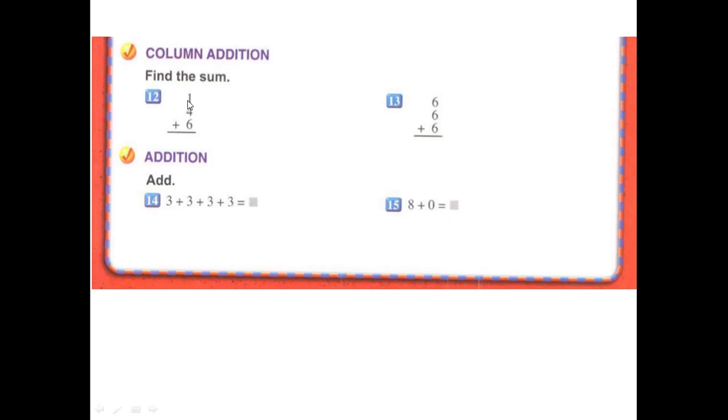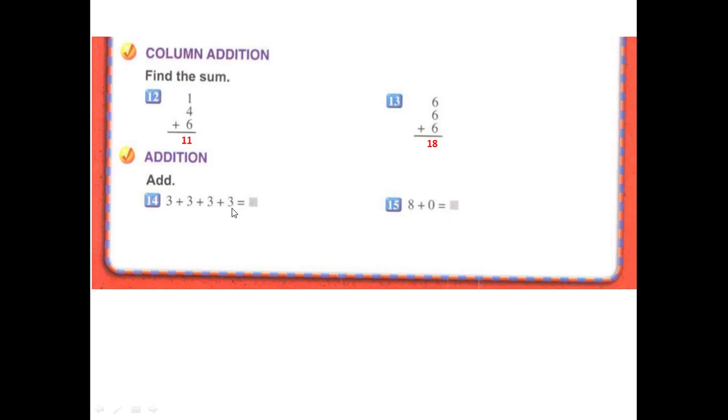Now find the sum. It is 3 numbers. 1 plus 4 plus 6. 1 plus 4 equals 5. 5 plus 6 equals 11. 6, 6, 6. Okay, 6 plus 6 is equal to 12. Plus 6 is equal to 18. That means 3 times 6 is equal to 18.